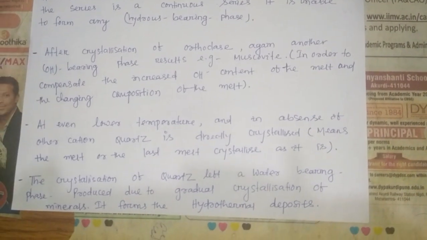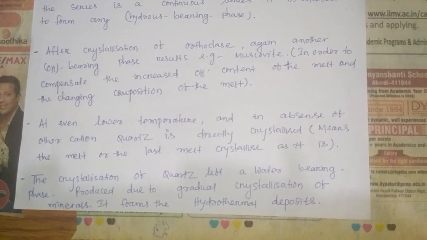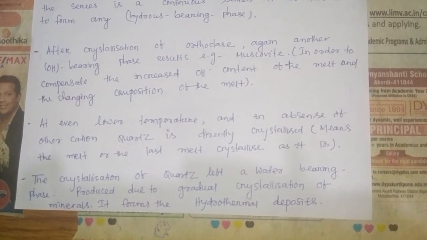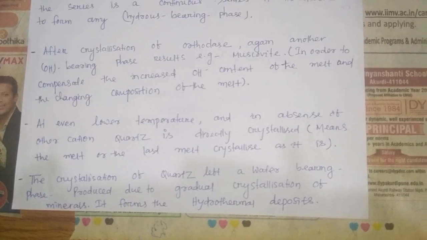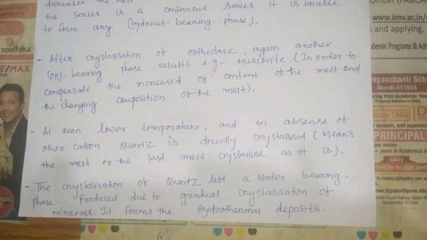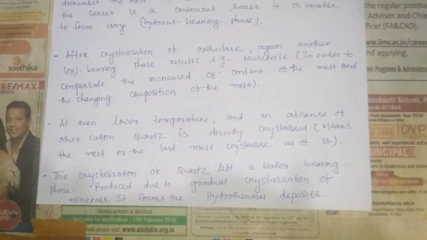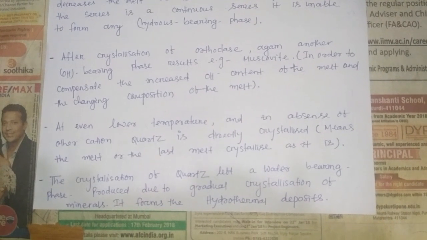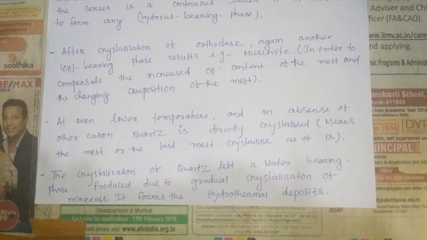So after the crystallization of muscovite, as the temperature decreases and most of the cations have formed the complex minerals in the Bowen series, very little amount of cations is left in the melt, and the silicate melt itself crystallizes in the form of quartz. So after muscovite, when there is a lack of any other cations, quartz, that is the SiO2 structure, directly crystallizes at the lower temperature.